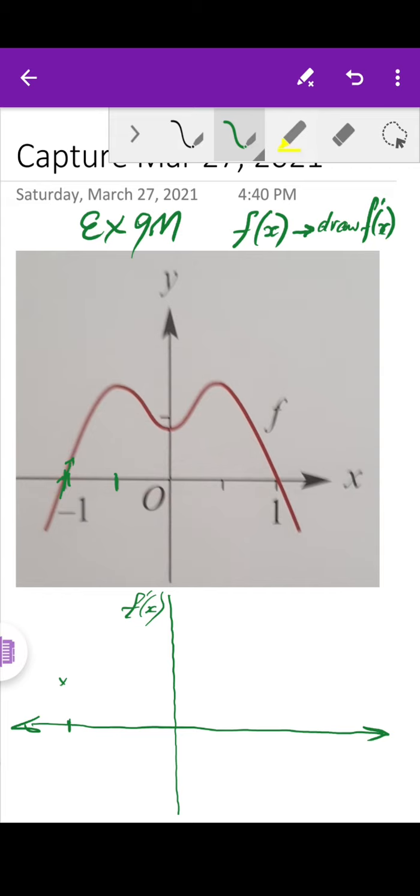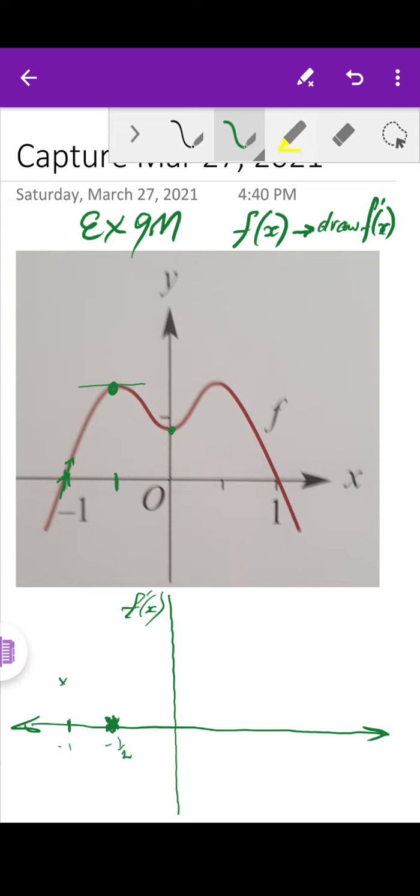At -0.5, call that -0.5, it's got a maximum turning point. A maximum, that means the derivative at that point will be 0. So it's going to be at the 0 level. The derivative is 0 for that point there.